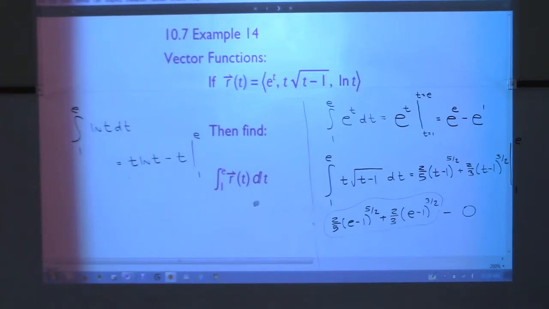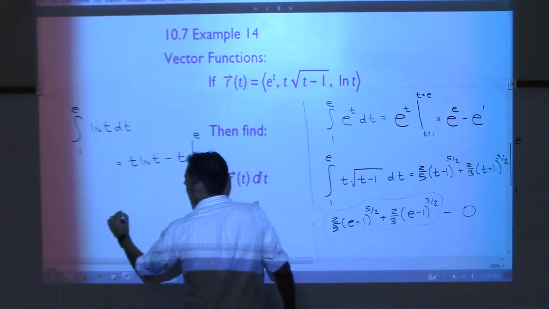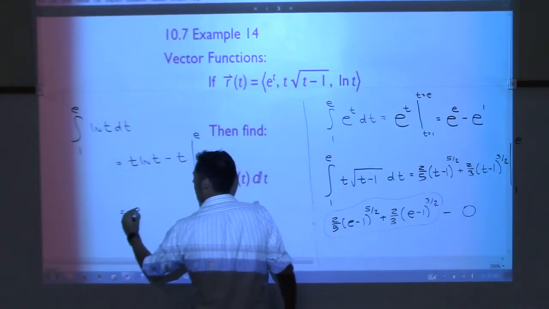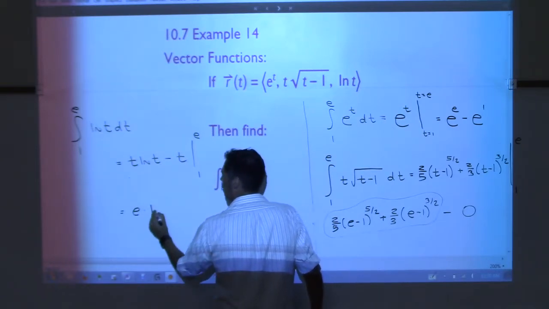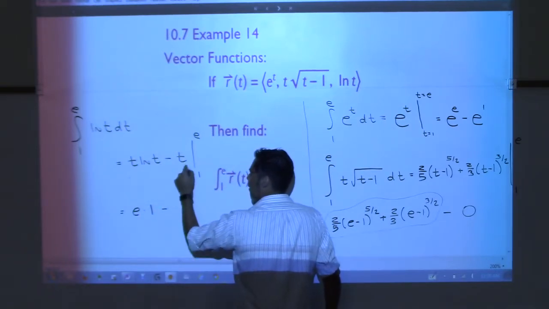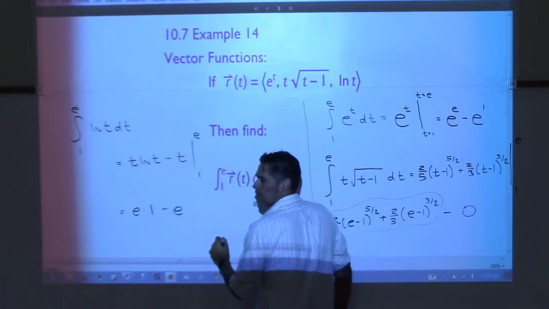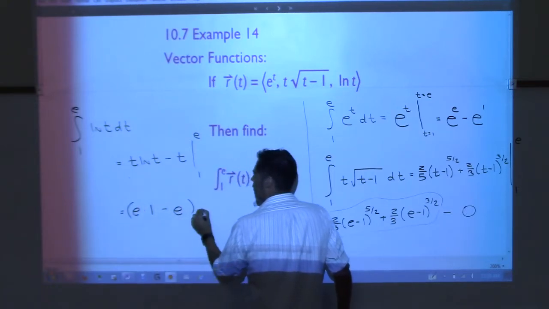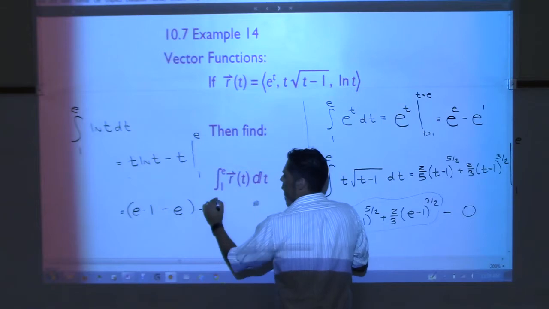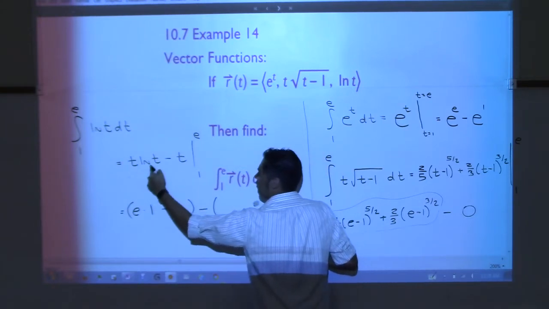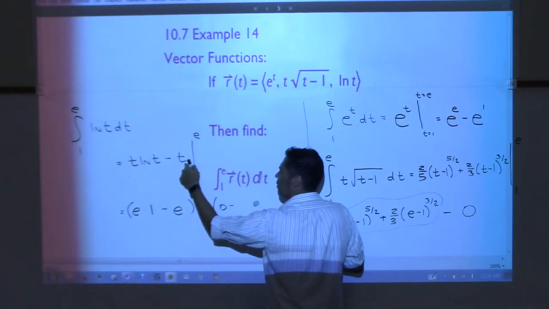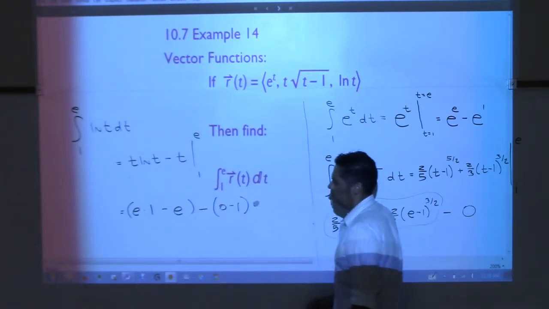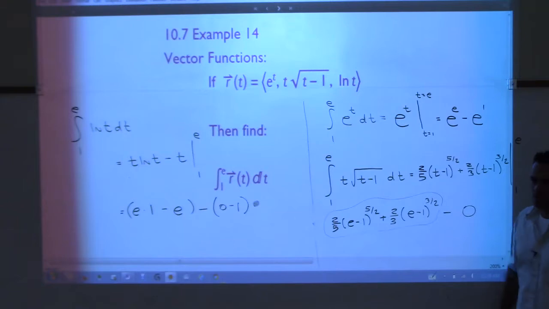All right, so now we plug in e. Let's see what happens when we plug in e. I get e times natural log of e, which is 1, minus e. Oh, that's 0, right? Okay. Then I say minus, and then I plug in 1. So 1 times, what's natural log of 1? 0, so I get 0 minus 1. So the whole thing there is just going to turn into 1.